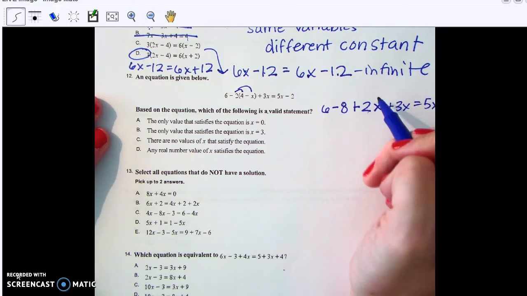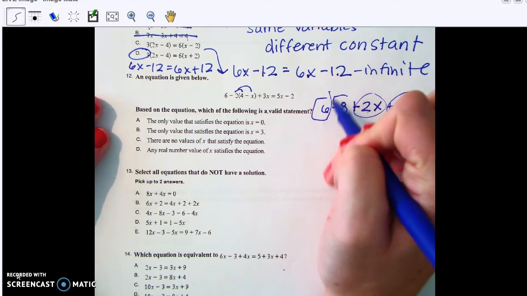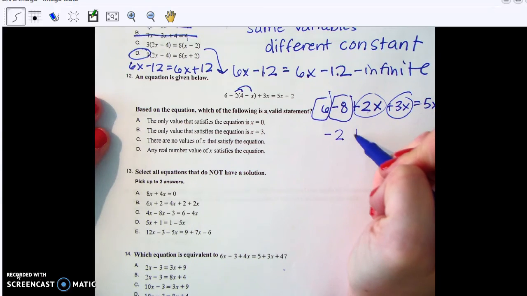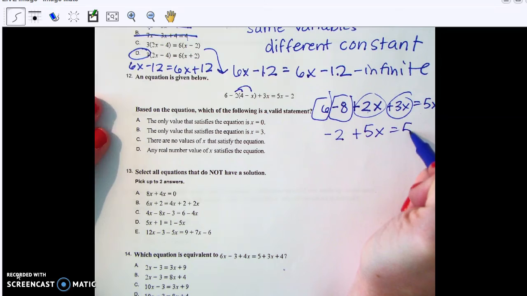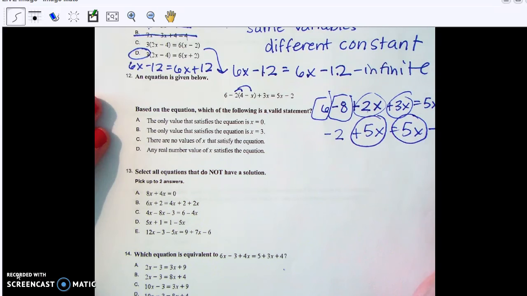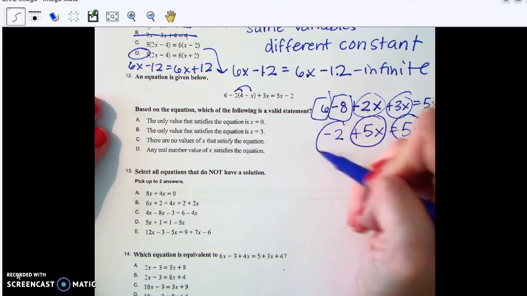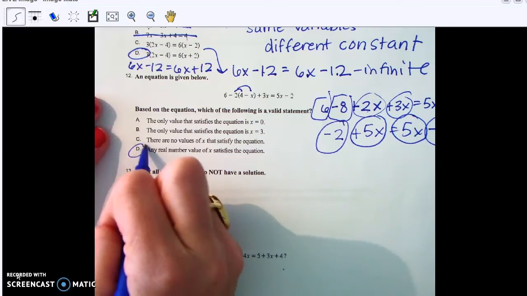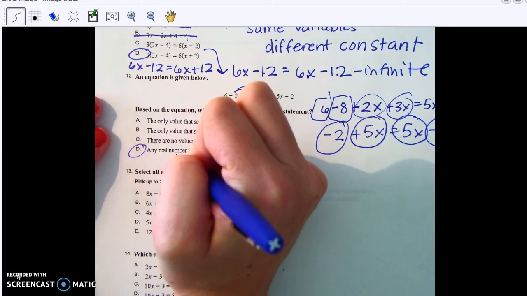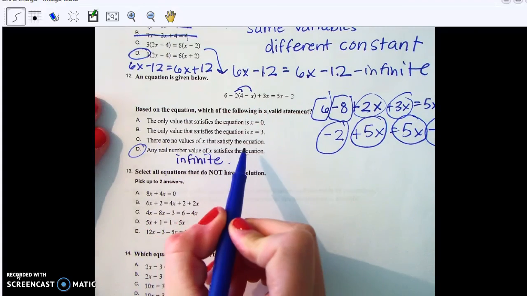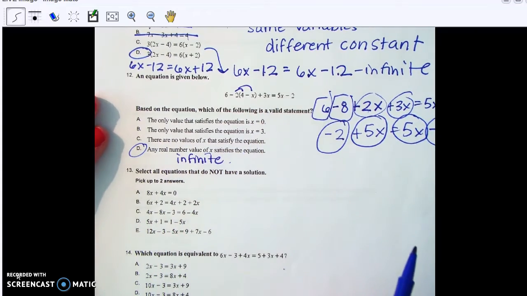If I combine like terms, 6 minus 8 is negative 2. 2x plus 3x is 5x equals 5x minus 2. Well, if I look at this, I have positive 5x, that's the same variables. Negative 2, same constant. So it looks like any real number, meaning there are infinite solutions. This one would be no solution, and then these are both one solution.